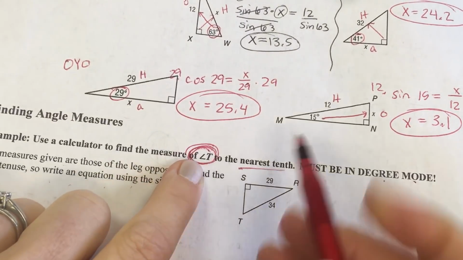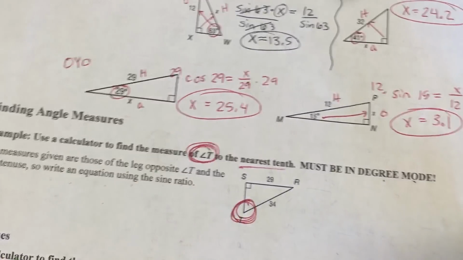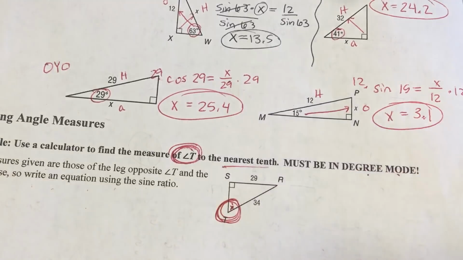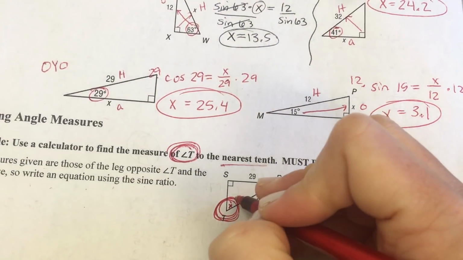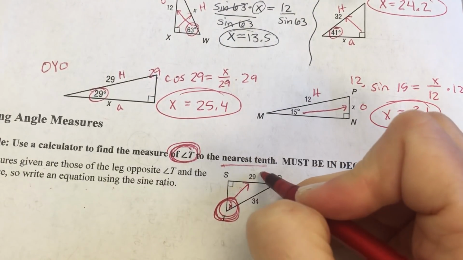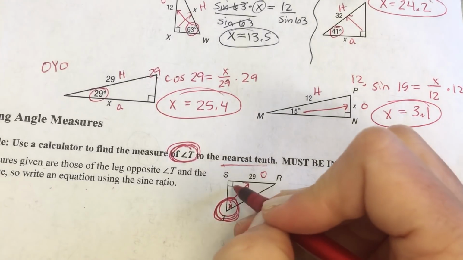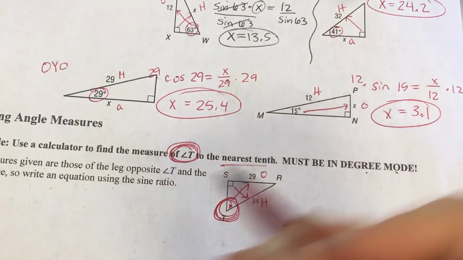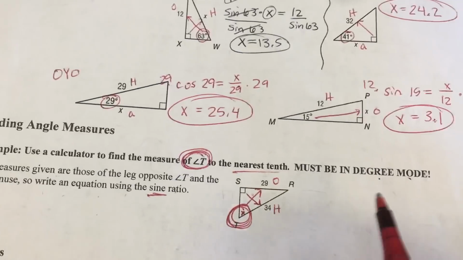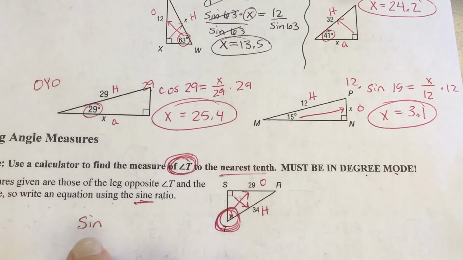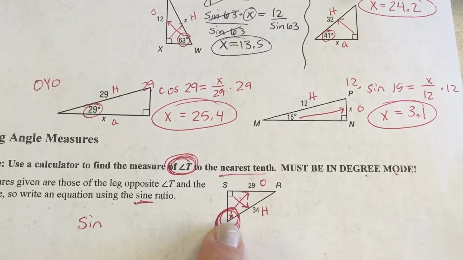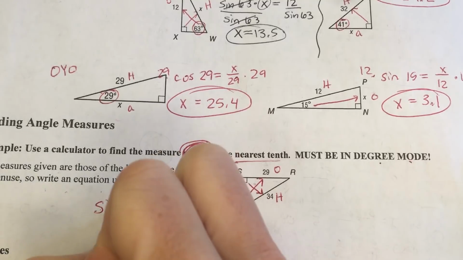So it said find angle T. So let's put an x right there. And let's label the two sides we have. We have opposite, and we have the hypotenuse. So O and H is sine. That's why they said to use that one. So sine, your angle always comes next. The angle goes there. Well, how many degrees is this angle? We don't know, so we put an x.